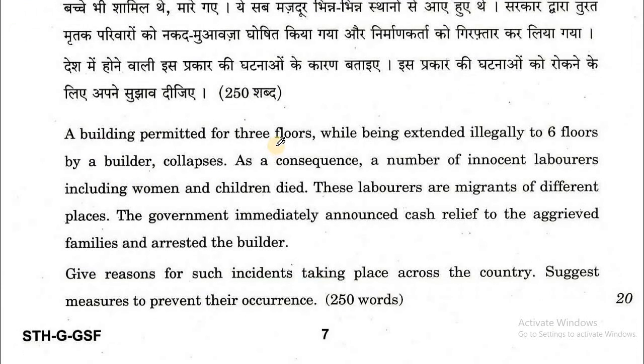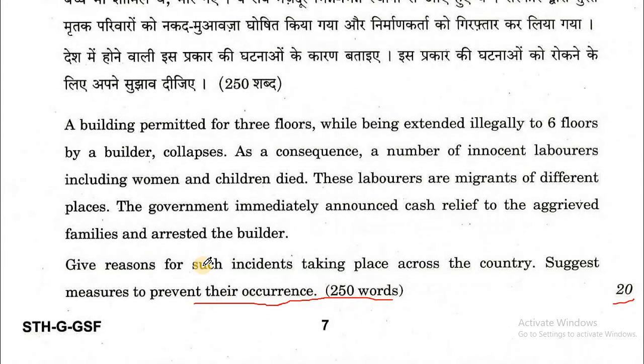A building permitted for 3 floors, while being extended illegally to a 6th floor by a builder, collapses. As a consequence, a number of innocent laborers, including women and children, died. These laborers are migrants from different places. The government immediately announced cash relief to the aggrieved families and arrested the builder. Give reasons for such incidents taking place across the country. Suggest measures to prevent their occurrence. 250 words and 20 marks.